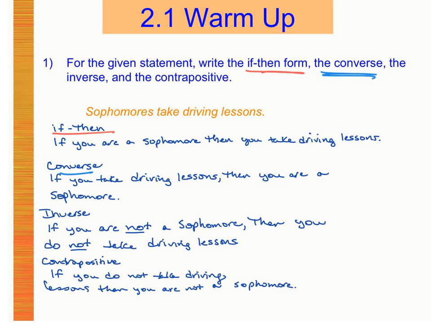And then next wants the inverse. Remember, for the inverse, you're going to add in the word not, or make it the opposite. So here, if you are not a sophomore, then you do not take driving lessons. And then the contrapositive, remember, you're going to flip and negate. So really, we're using that converse and then negating it. So for the contrapositive, we are going to say that if you do not take driving lessons, then you are not a sophomore. So we flipped it and we put in not.